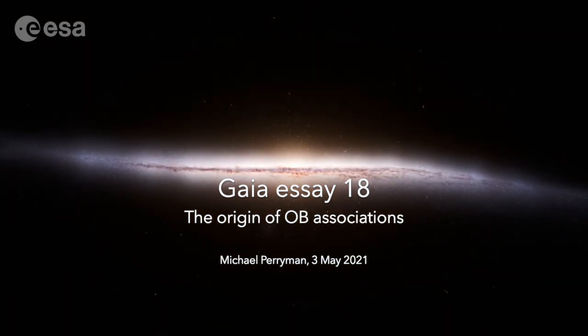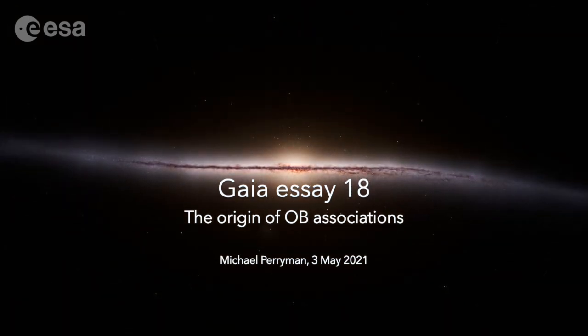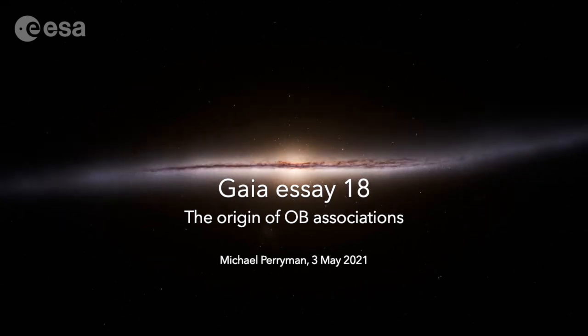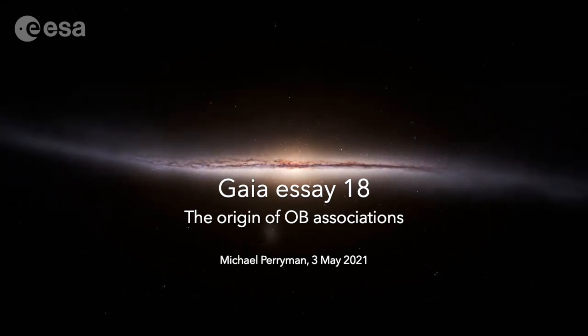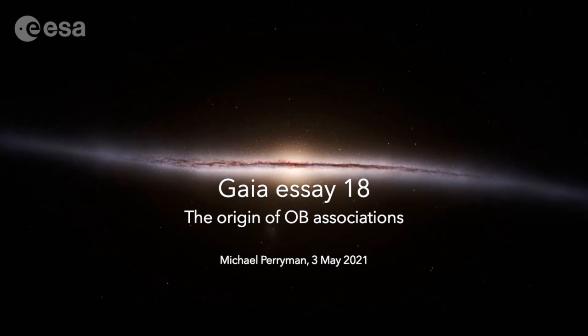So how did they get from compact cluster to spread out association in that model? The proposed mechanism was gas expulsion. The idea was that after the stars form, there's still a lot of gas left over in the cluster.